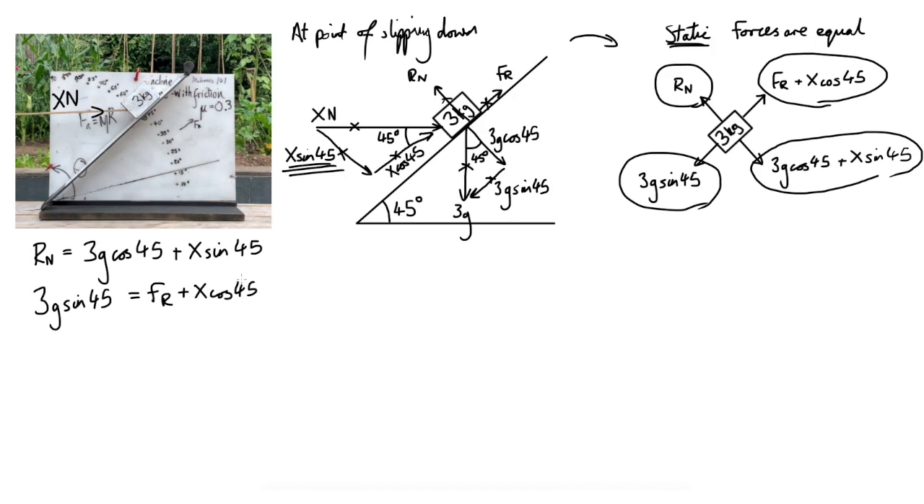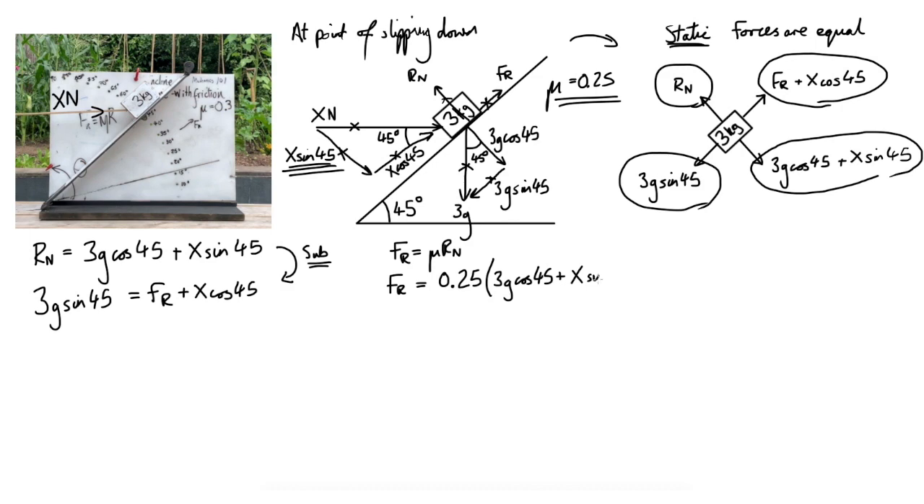Okay, so what's important to realise here is that it's like a simultaneous equation, and I'm going to substitute this one into this one. But I'm going to substitute it using this FR. So it's also worth me defining what FR is. Well, FR is mu Rn, and our mu value was 0.25 or a quarter. So my FR must therefore be 0.25 multiplied by 3G cos 45 plus X sine 45. Okay, because it's my coefficient of friction times my normal reaction force.